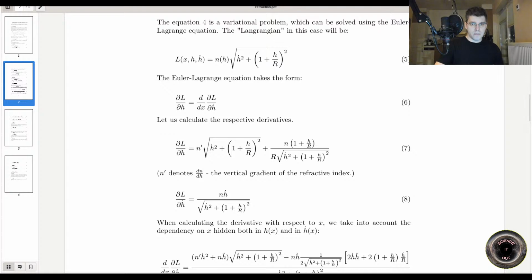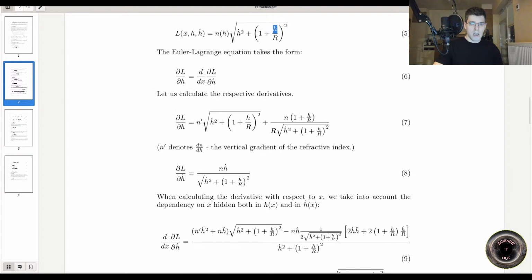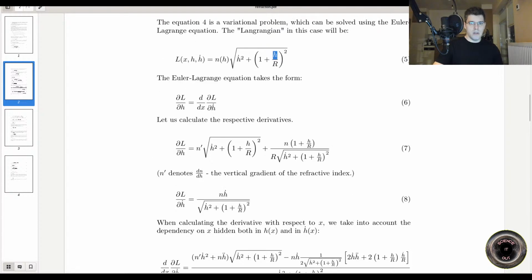Okay, so this is calculating the derivative with respect to h. So we have h in two places here. We have h here and we have h here. This does not count as h because this is h with a dot. This is the derivative of h, which counts as a separate variable here. So when we calculate the partial derivative with respect to h, we treat this as a constant. We are only interested in the h here and in the h here. So we calculate the derivative.